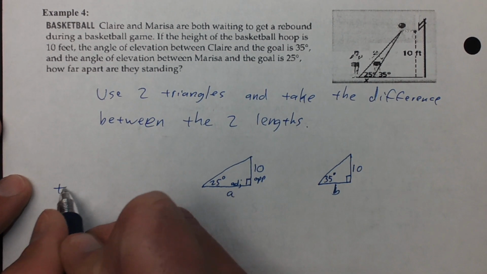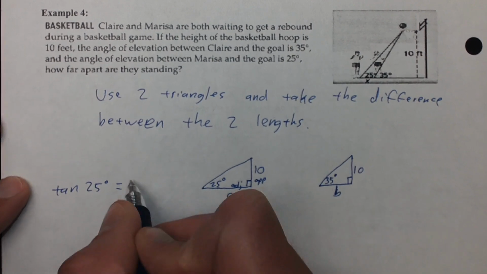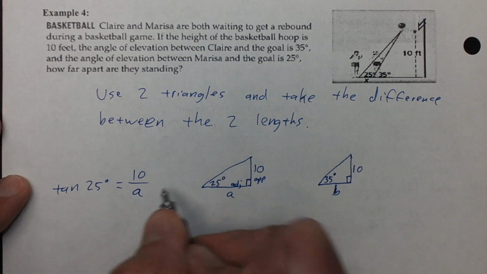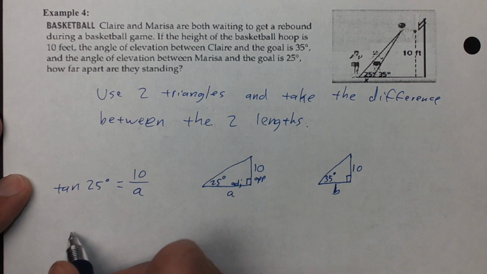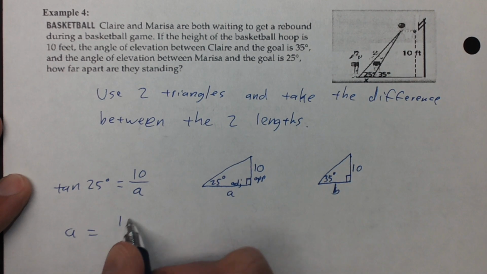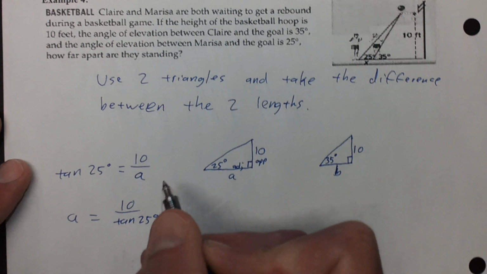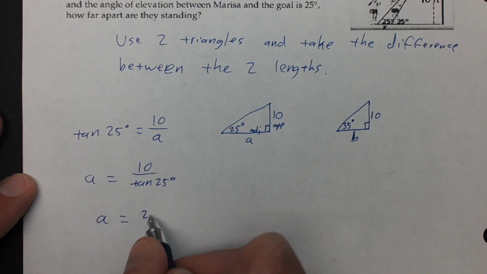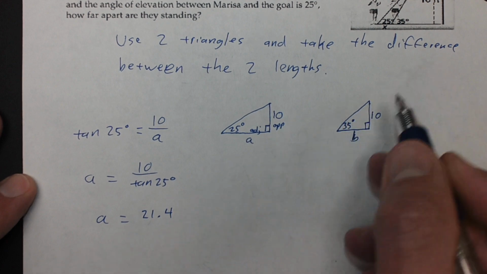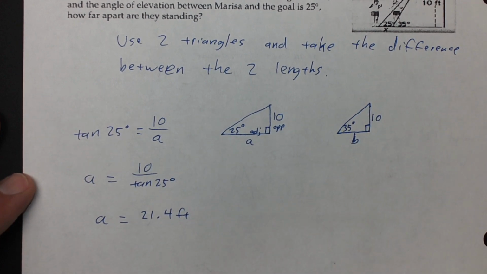So we can say the tangent of 25 degrees is equal to opposite over adjacent. That'll allow us to solve for A. And how do you do it? You swap these two. A is equal to 10 over tangent of 25 degrees. A is approximately 21.4, and remember we were using feet, so this is in feet as well.